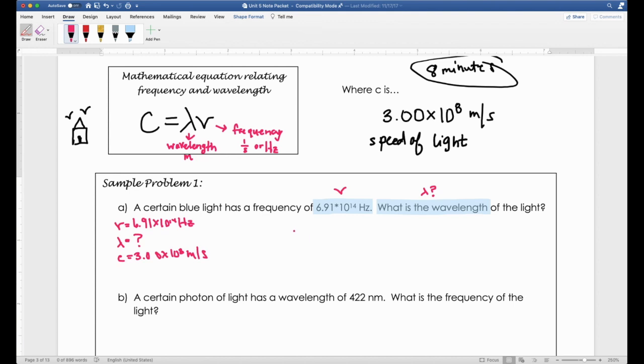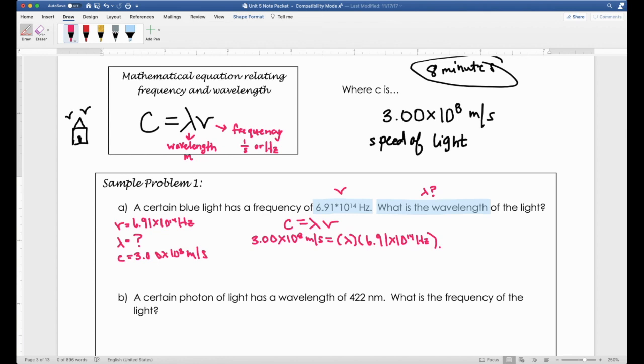Knowing that and this equation, let's just plug my variables in and solve. So C equals lambda times nu. C is 3 times 10 to the 8th. That's equal to the wavelength, which is what I'm trying to find. So I'm just going to leave that variable there. I'm going to put that in parentheses. And I'm going to multiply that by the frequency, which is what I'm given, 6.91 times 10 to the 14th hertz.